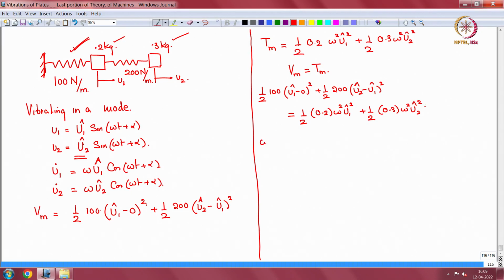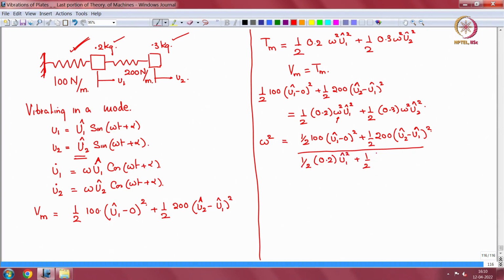So now if we separate omega squared out, then I have 1/2 100 u1 hat minus 0 squared plus 1/2 into 200 u2 hat minus u1 hat whole squared, divided by 1/2 0.2 u1 hat squared plus 1/2 0.3 u2 hat squared. This we call the Vm, this we call the psi m.